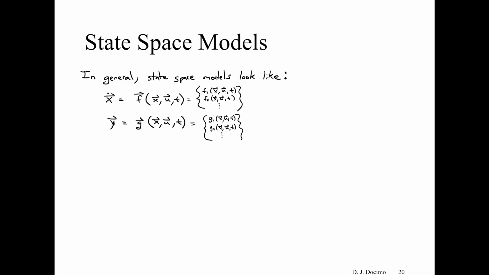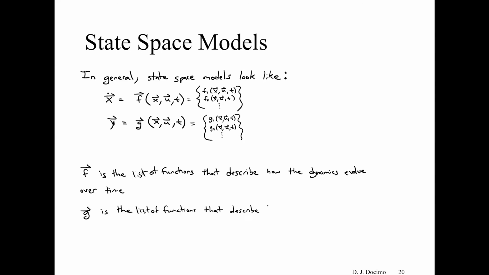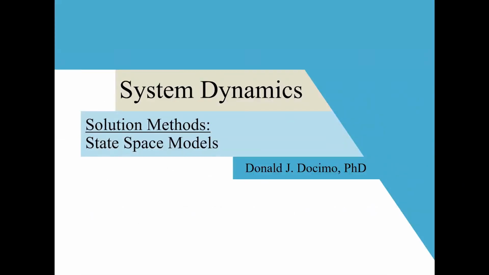So this is what our state space model looks like. And then our f, that is our list of functions that describe how the dynamics evolve over time. And g is the list of functions that describe how the inputs and states relate to what you want to measure, or what your outputs are, what you want to know. And that is the basics of state space models.